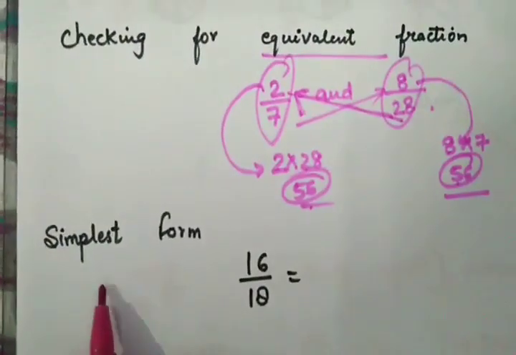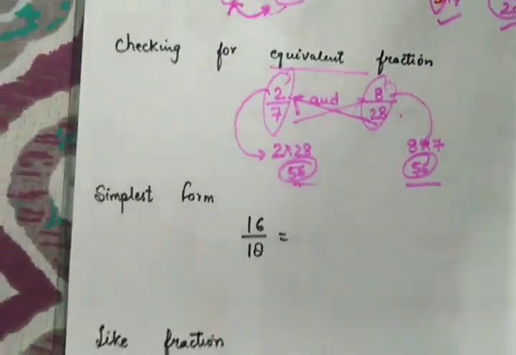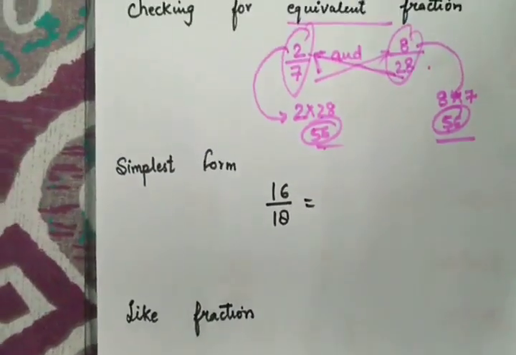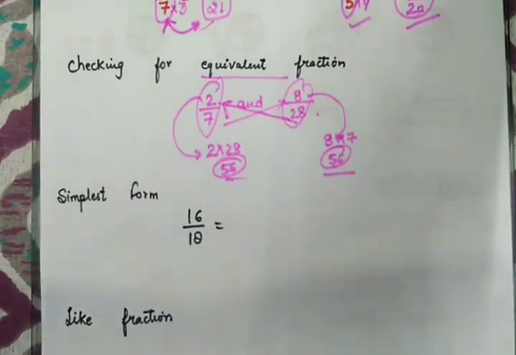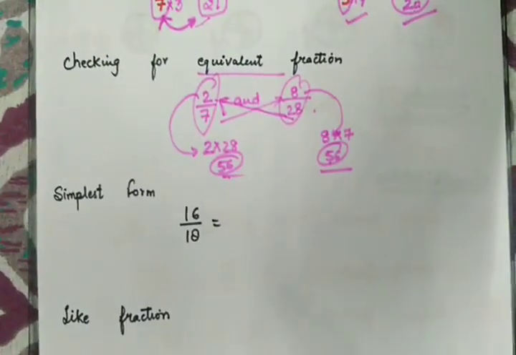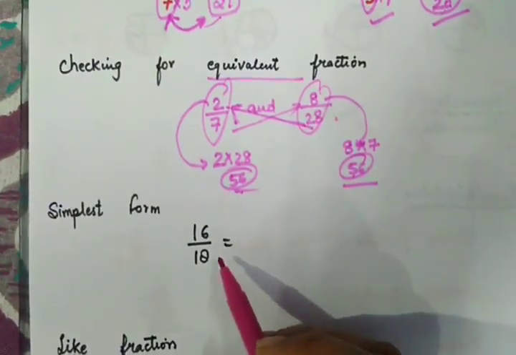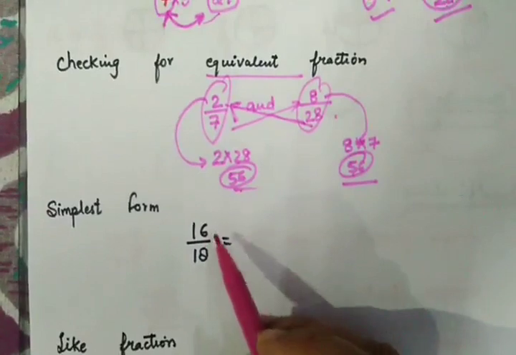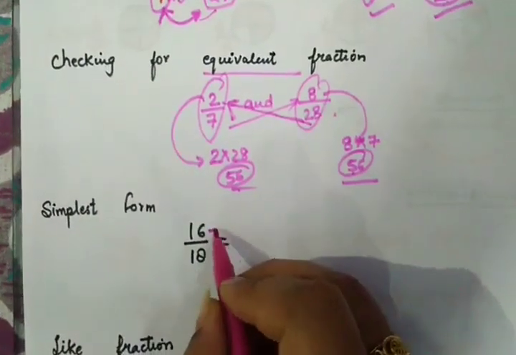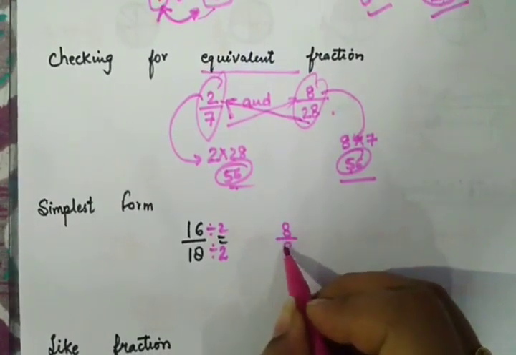Next is now simplest form. Simplest form is to bring back or reduce a fraction which has a numerator and denominator where both the numbers are still divisible by some number. Here I have taken the example of 16 upon 18. You know that both the numbers are divisible by 2. Let's divide them. So if I divide both the numbers by 2, I will get 8 upon 9.